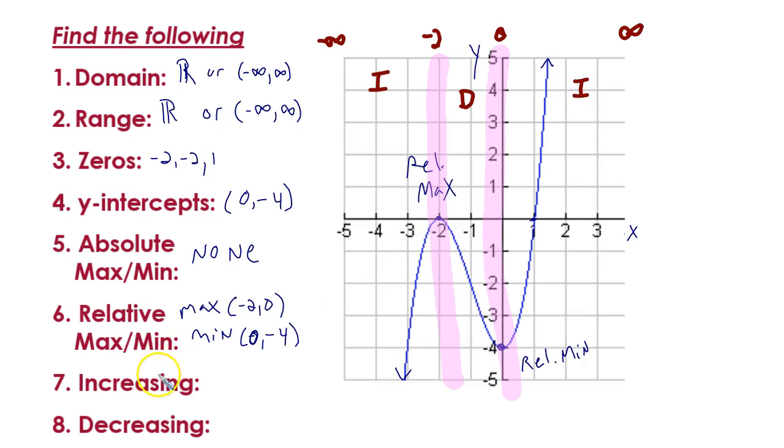Remember, you have to describe these intervals of increase and decrease with your domain, with your x values. It doesn't matter how far up or down the graph it goes. You only use x values. So here, I'm increasing from negative infinity to -2. And I am also increasing from 0 to infinity. Put a union between those two. And I am decreasing from -2 to 0. Along the x-axis between here and here, my function is going down.